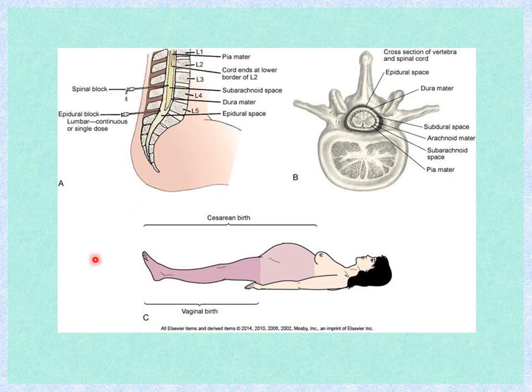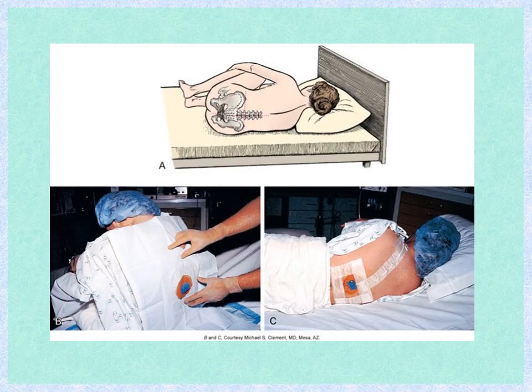Low anesthesia may be used for vaginal birth but is not suitable for labor. For cesarean birth, the anesthesia level is from the hips, T10, to the nipple, which is T6. On A, you also see the location of where they would put the epidural block, and instead of going into the subarachnoid space, it will go into the epidural space. These pictures show the methods of positioning a patient to receive spinal anesthesia.